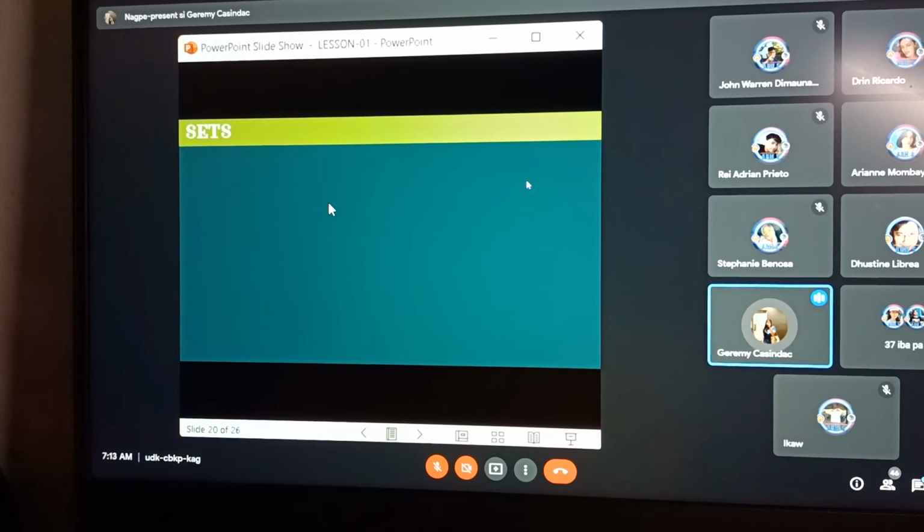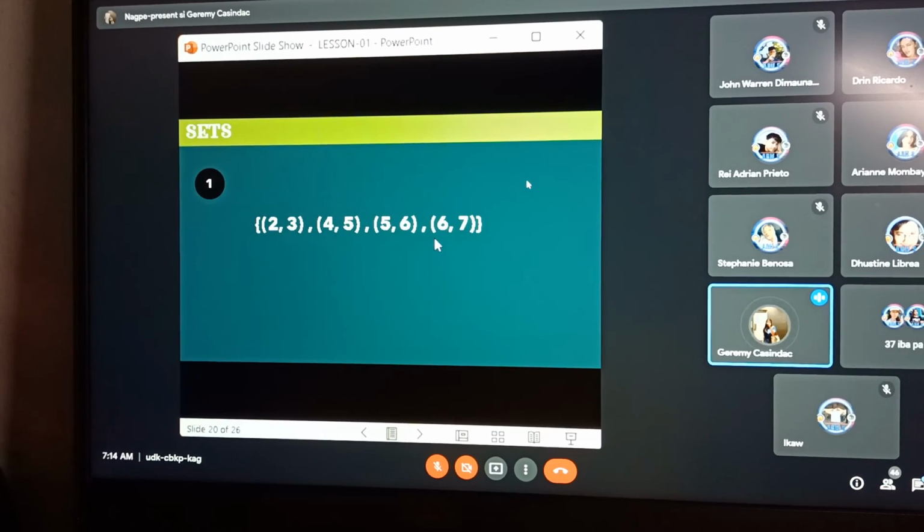Again, gaya lang yan sa mapping natin. Hindi dapat madodoble or magre-repeat yung ating domain or x value. So, first is you are going to identify the x and the y value in the given set. Can you identify in the given set the x values and the y values?